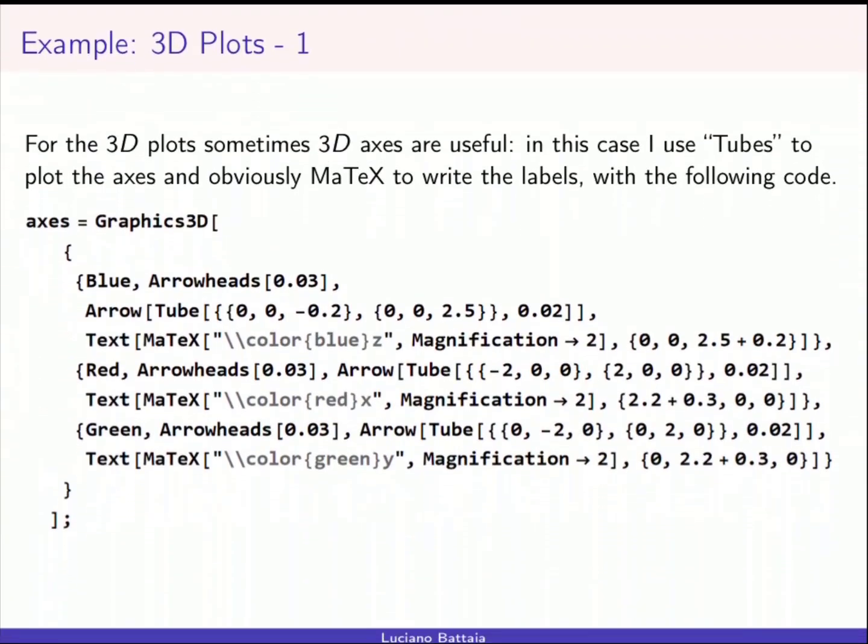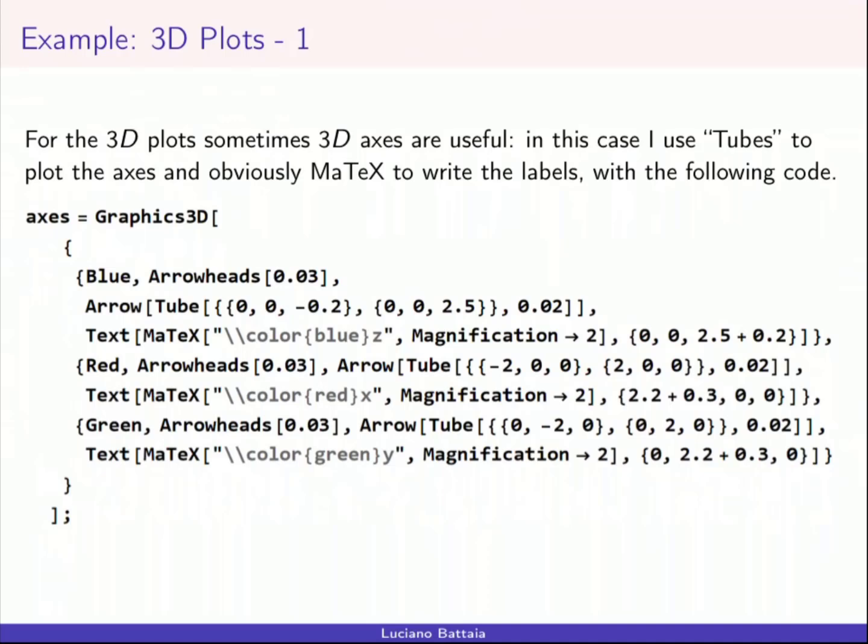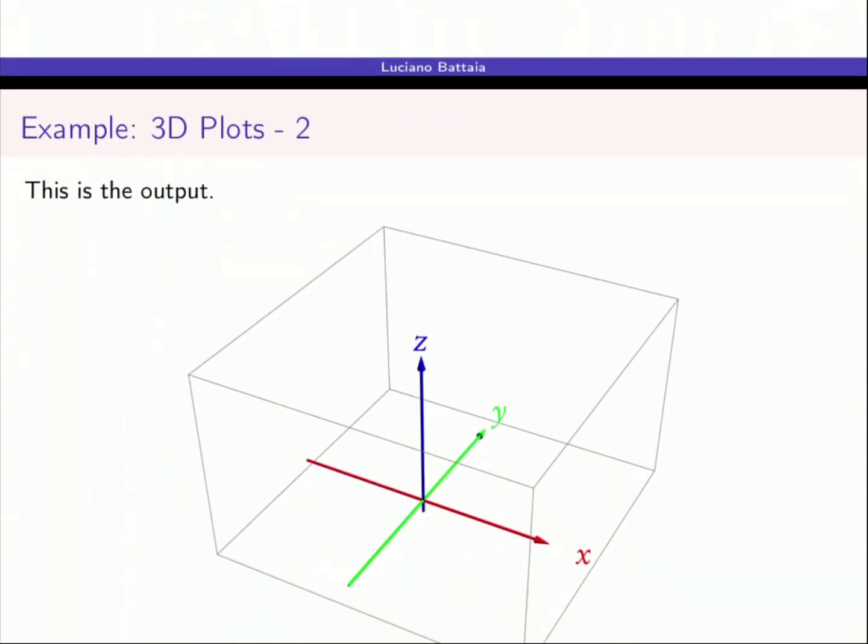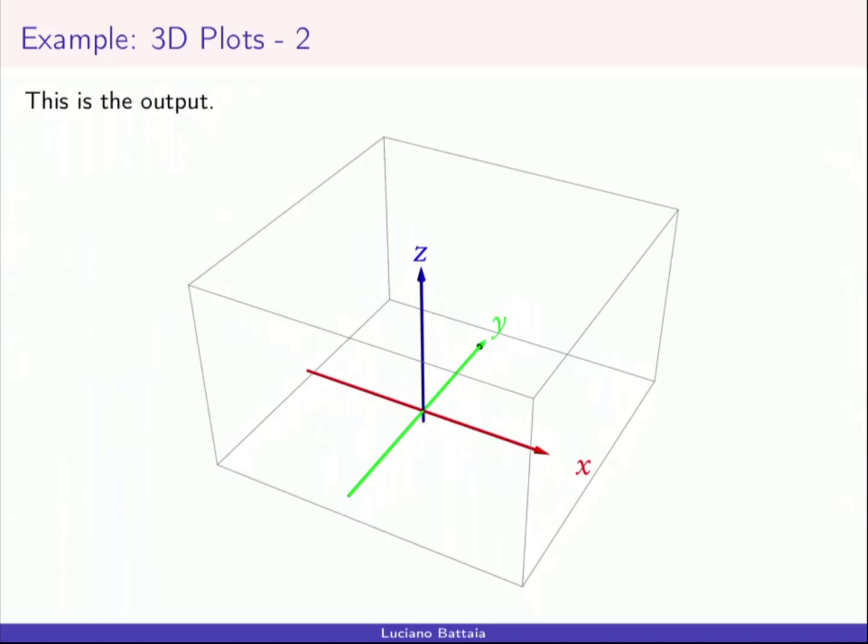A second example is about 3D plots. I like in 3D plots using 3D axes, not always, but in many situations they are useful. In this case I use tubes to plot the axis, and obviously MathematicaAndLatex to write the labels with the following code. That is a standard code. This is the output of this tube axis with the labels in the chosen LaTeX font family, in this case Garamond.